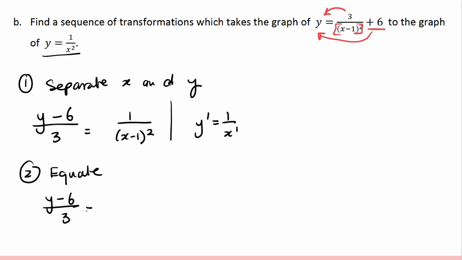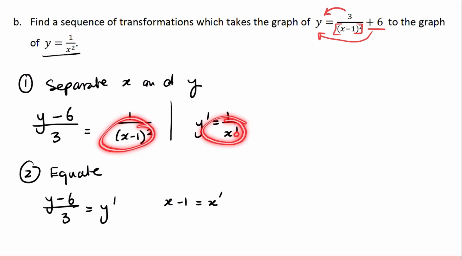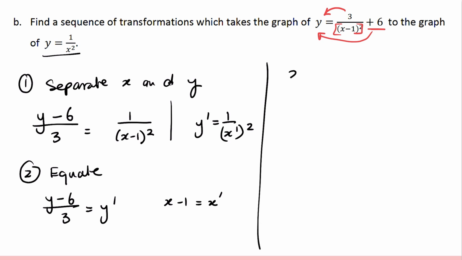So the old is equal to the new. Notice that I'm not necessarily writing out the squares. I don't need it because it's the same. Actually, I've just noticed it's not the same because I forgot to put the squared there. Okay, step 3. So step 3 is to get x dash and y dash on their own, so to isolate.